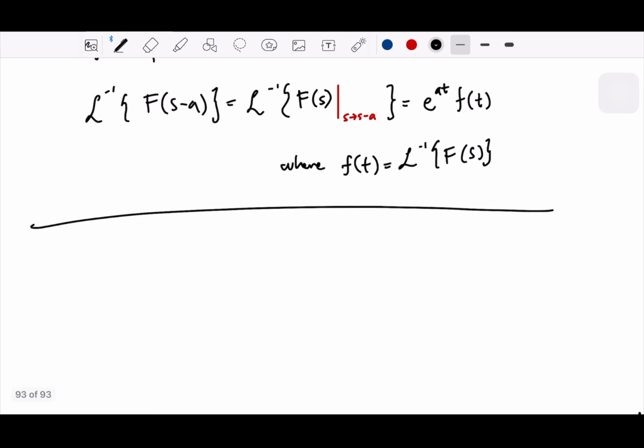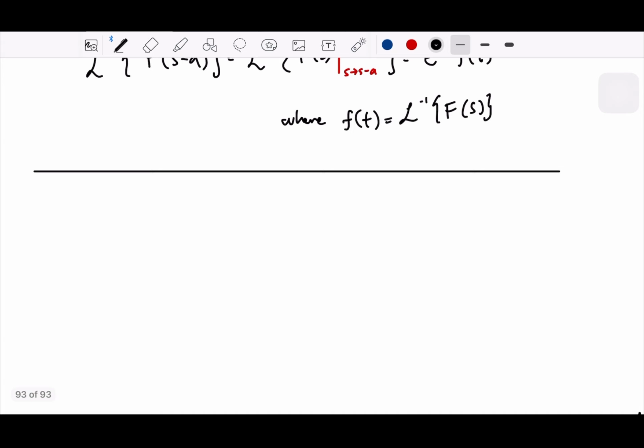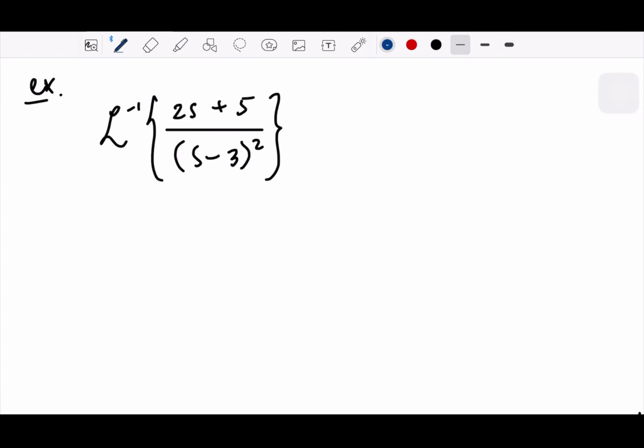Okay, so an example for this inverse. This is the Laplace inverse of (2s plus 5) over (s minus 3) squared. What will it be? To begin with, we can think of the fractions and take the partial fractions. I hope you still remember partial fractions. This is what we call repeated linear factors. So this (s minus 3) squared is a repeated linear factor.